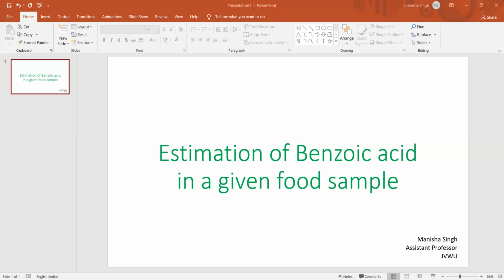Calculate the benzoic acid content in parts per million. The formula is titer value multiplied by 122, then dilution multiplied by 1000 multiplied by mLs of 0.05 normal sodium hydroxide, divided by weight of the sample and aliquot taken. So by this method, you can estimate the benzoic acid in the given food sample. Benzoic acid is mostly added in juices, jams, jellies, ketchup, etc. So you can estimate it easily.